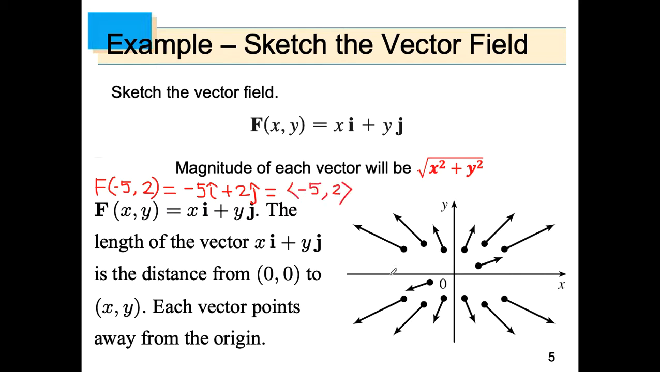So let's go ahead and sketch that. First, we plot the point -5, 2. And from that point, we're going to follow our vector, which in this case is left 5, up 2.